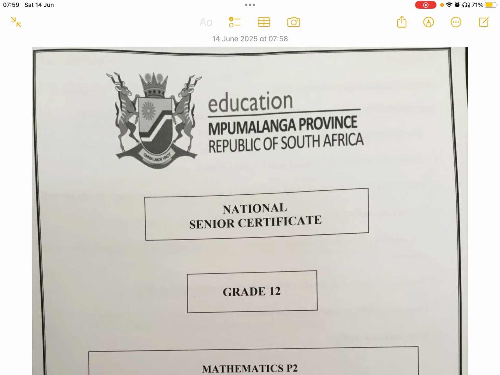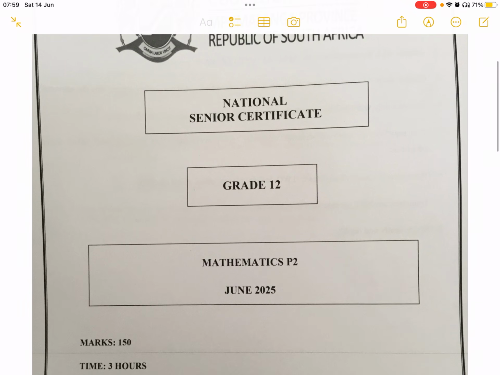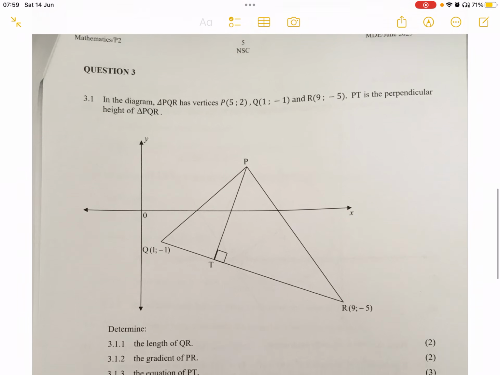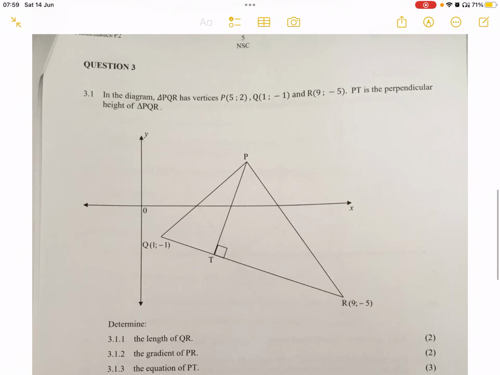And today we're looking at grade 12 mathematics paper 2 from the June exam that was written this year, 2025. Our focus will start from question 3, which was an analytical geometry question. Given in the diagram, PQR is a triangle that has vertices P, Q, and R with the given coordinates, and PT being the perpendicular height of the triangle PQR.